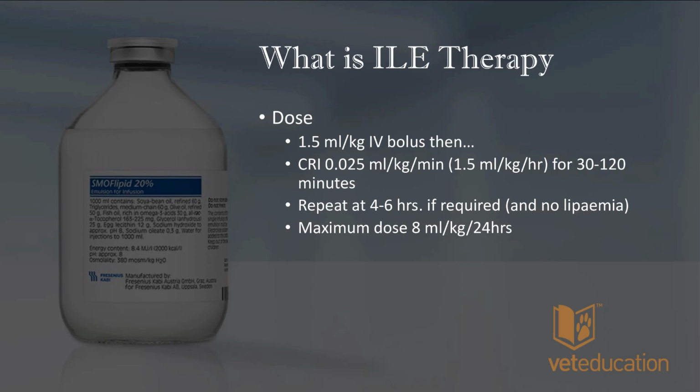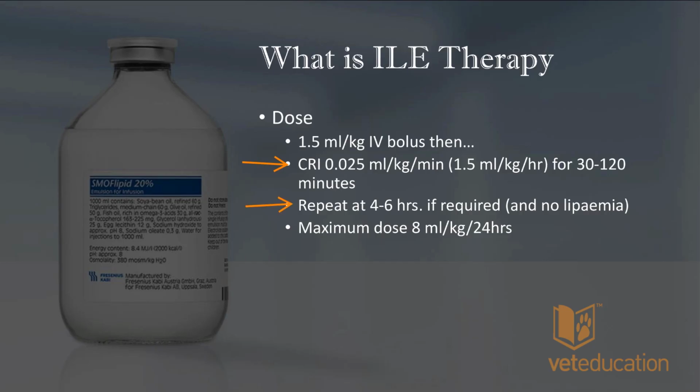Once you've done that, we generally give a continuous infusion of 0.025 mils per kilo per minute, which is about 1.5 mils per kilo per hour, for anywhere between 30 minutes up to 120 minutes. And you can repeat that if the patient's clinical signs improve and then get worse, or your patient's clinical signs have not improved as much as you would like them to.